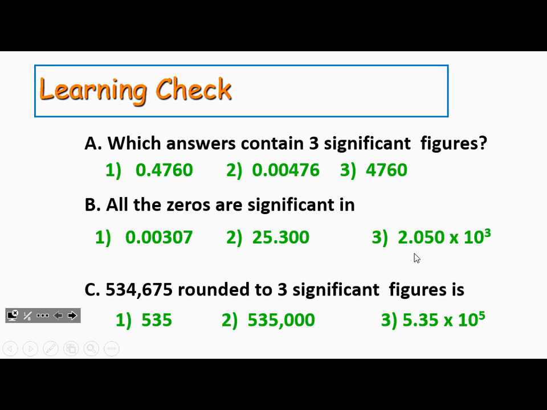Is number 1 correct? Mason? No, it is not. 534,675 is definitely not the same as 535. Is number 2 correct, Fletcher? Yes, to 3 sig figs, I needed to put in 3 placeholders. That is a correct one.